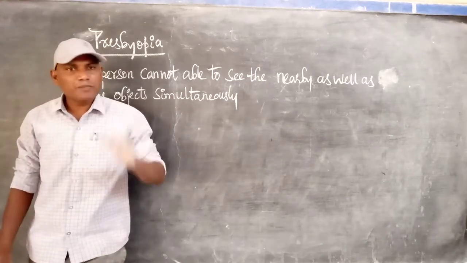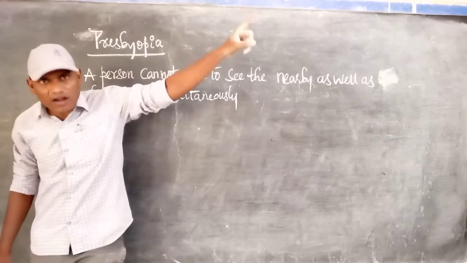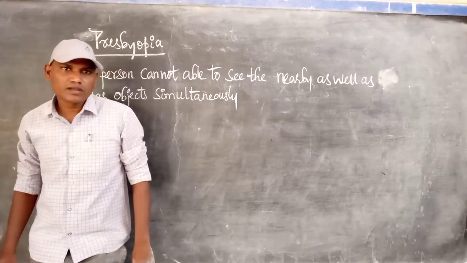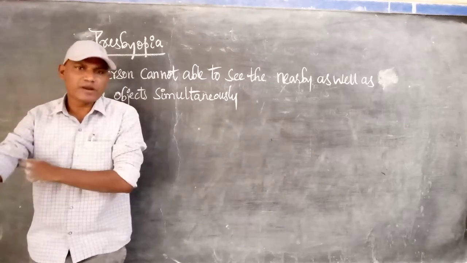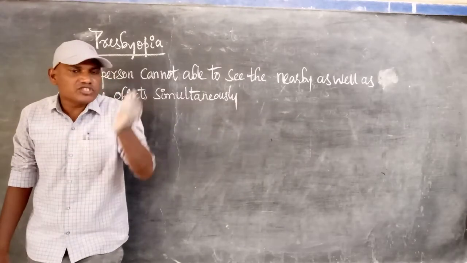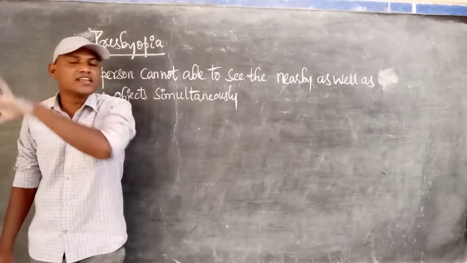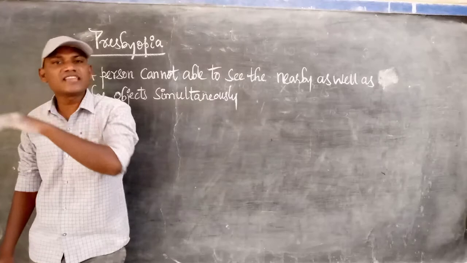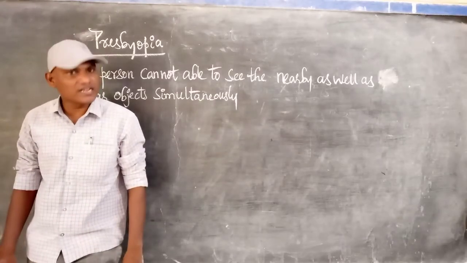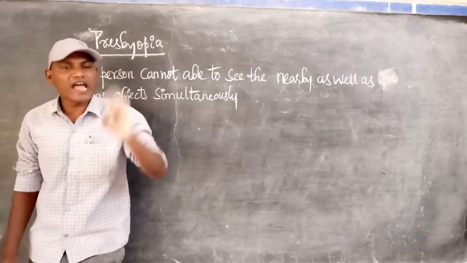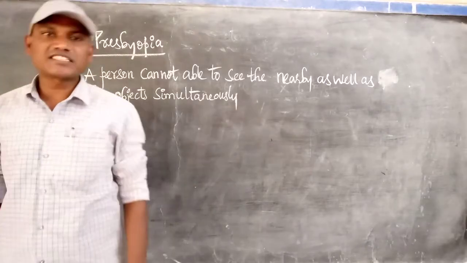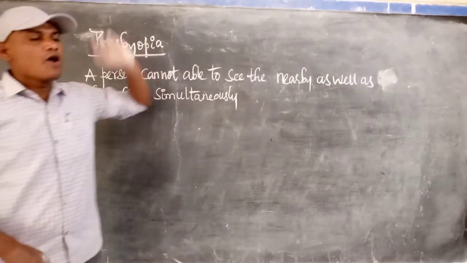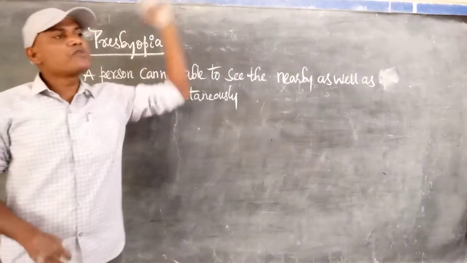Hypermetropia, the second one. A person can see far objects clearly but not nearby objects. That type of defect is called hypermetropia. The curvature of the cornea decreases compared to the length of the eyeball. That's why the rays meet behind the retina after refraction by our lens. To correct hypermetropia, which lens do we use? Convex lens. So in myopia we can see the near, in hypermetropia we can see the far.